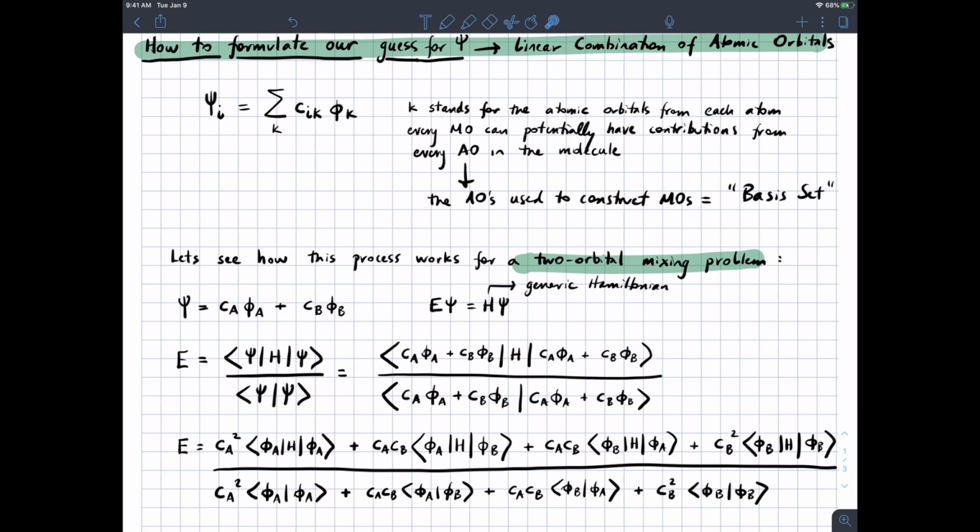Okay, so we're just going to substitute in this linear combination of atomic orbitals into the integral, and this is where we started last time.